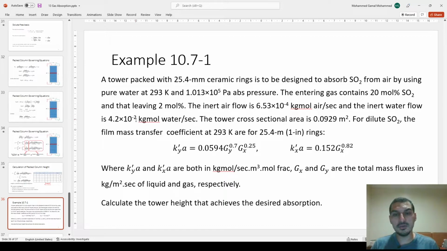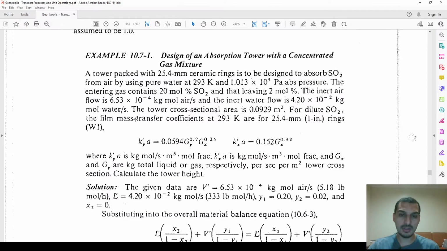Hello everybody, we're still talking about the absorption packed columns, and in this video we're gonna see one example and solve it using Microsoft Excel. So this example is the example demonstrated in the textbook that we are using, Geankoplis, Transport Processes and Unit Operations or Separation Process Principles, and it is about the design of an absorption column.